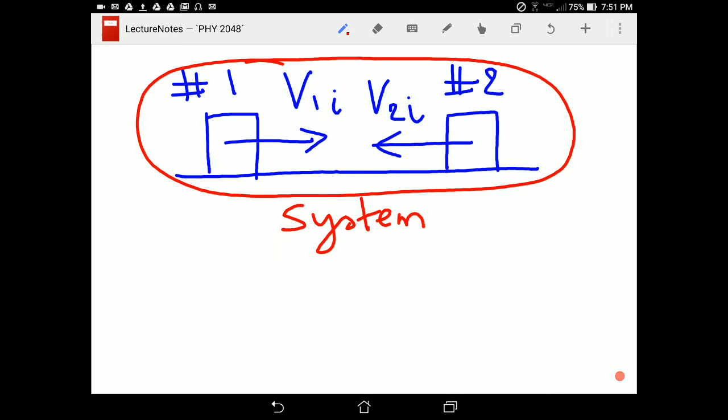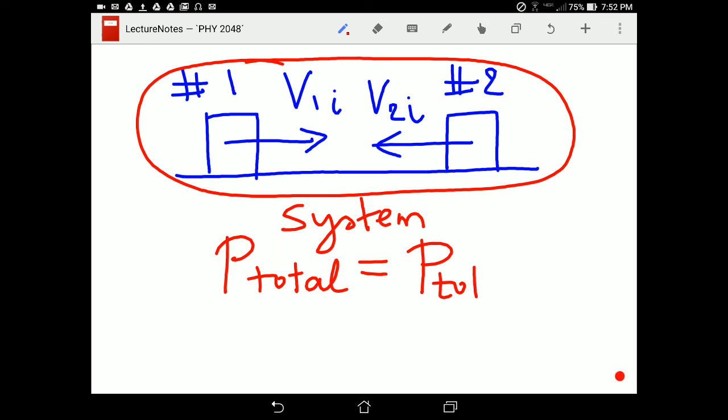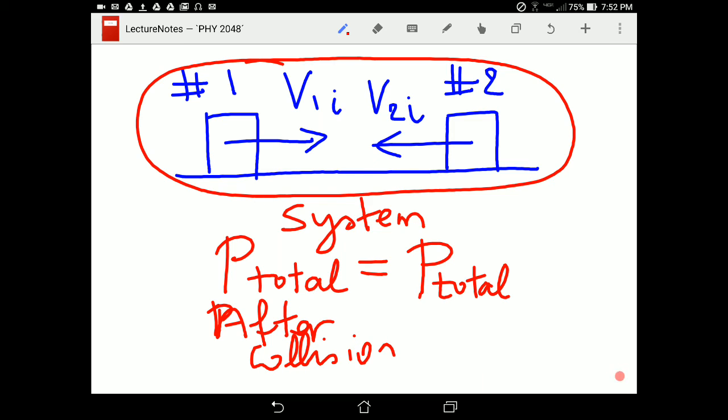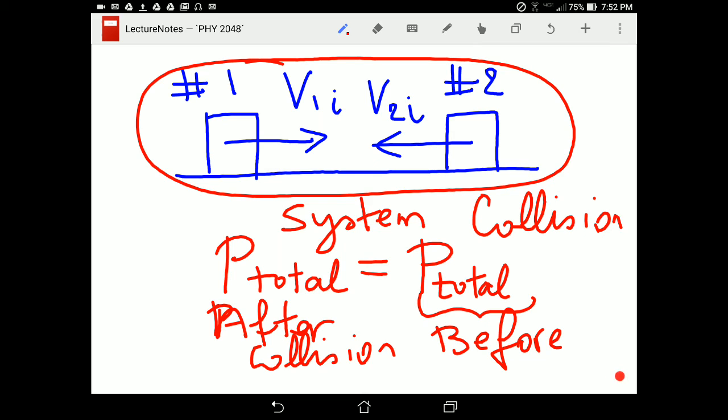And again, here we would have a total momentum for the system. And we will say, because there is no external force, that the total momentum of the system is going to be equal to the total momentum, so the momentum after collision is going to be equal to the momentum that we had before collision. And so this will be an example of what we will refer to as collisions. And we will look at more details of that in a second.